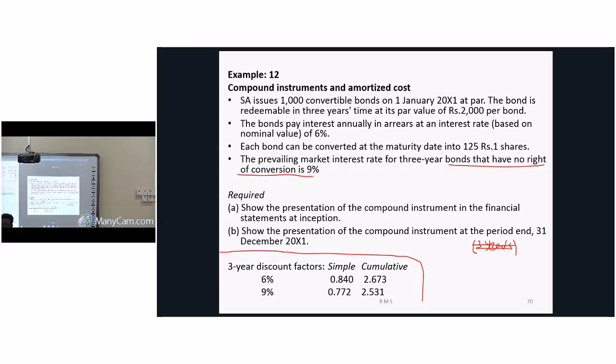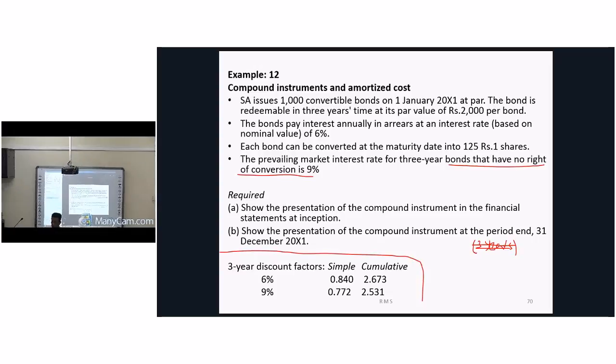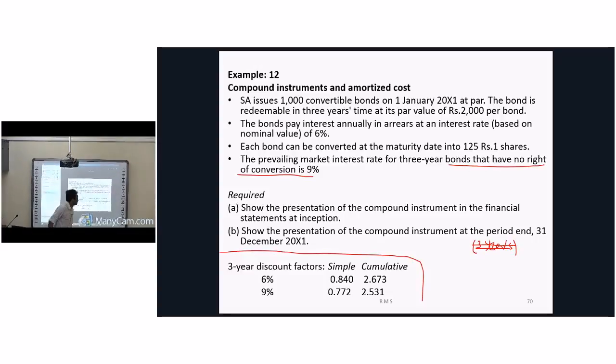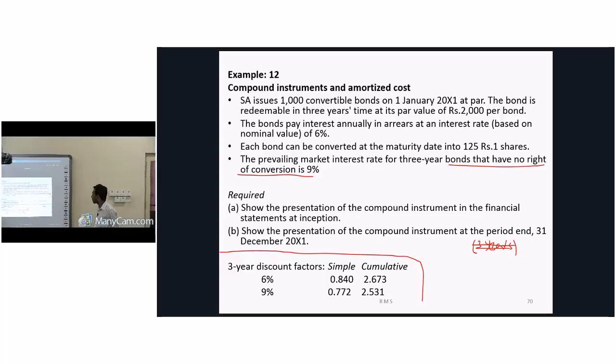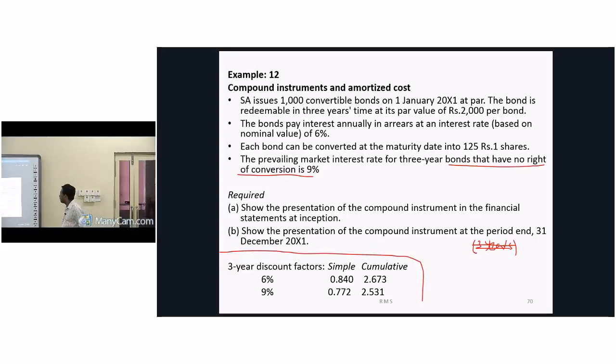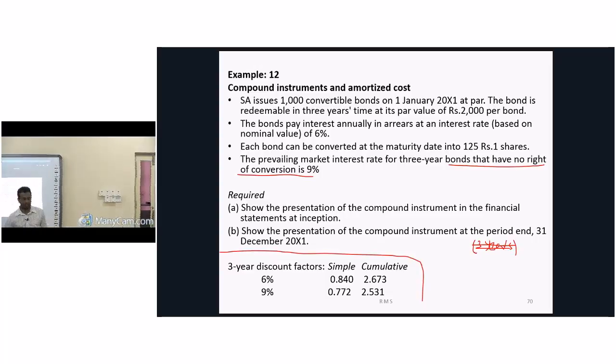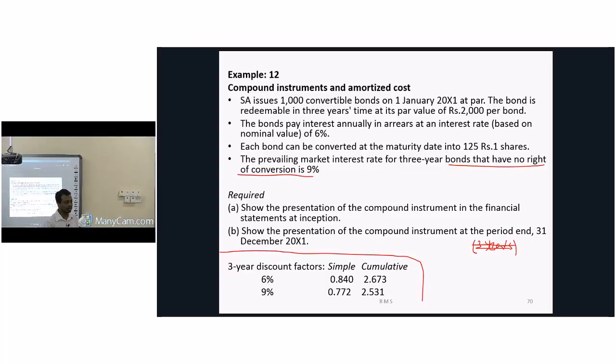Now, correct, no? Right. Calculate it quickly. What do you need to do? This is 3 years. 1,000 convertible bonds at 2,000 face value. Then 1,000 into 2,000, right? Million selling, you had 1,000 value.